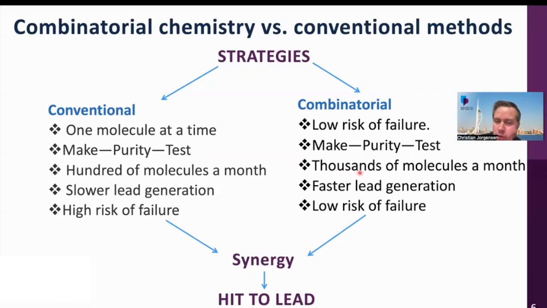Combinatorial chemistry allows you to get to thousands of molecules a month at the moment. And it is associated with a faster lead generation and therefore a lower risk of failure. The synergy between those two is called hit to lead, and this is in general the philosophy we will use, hit to lead. And I will explain what this means now.